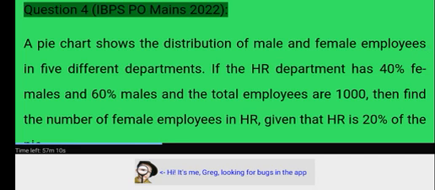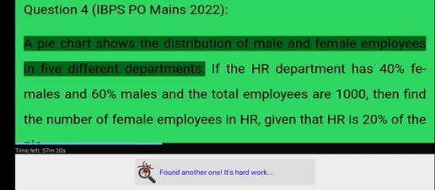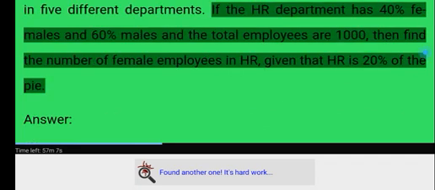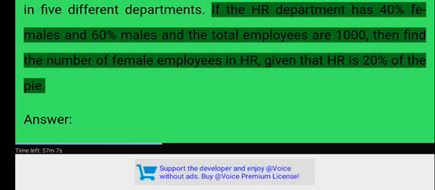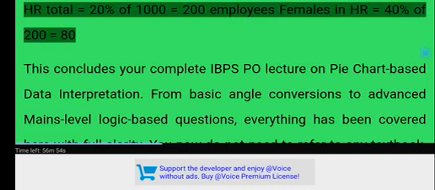Question 4, IBPS PO Mains 2022. A pie chart shows the distribution of male and female employees in 5 different departments. If the HR department has 40% females and 60% males and the total employees are 1,000, then find the number of female employees in HR, given that HR is 20% of the pie. Answer. HR total equals 20% of 1,000 equals 200 employees. Females in HR equals 40% of 200 equals 80.